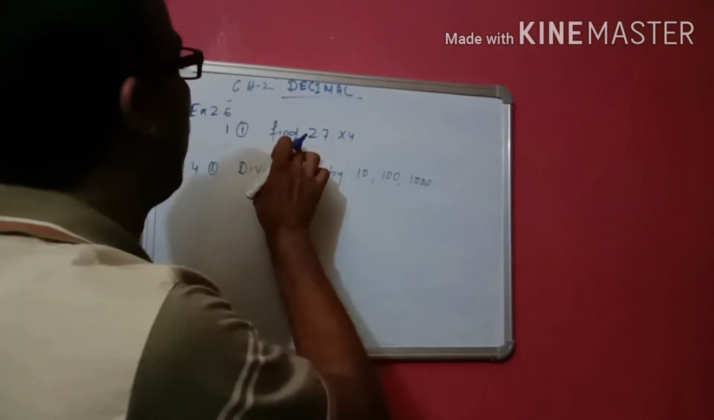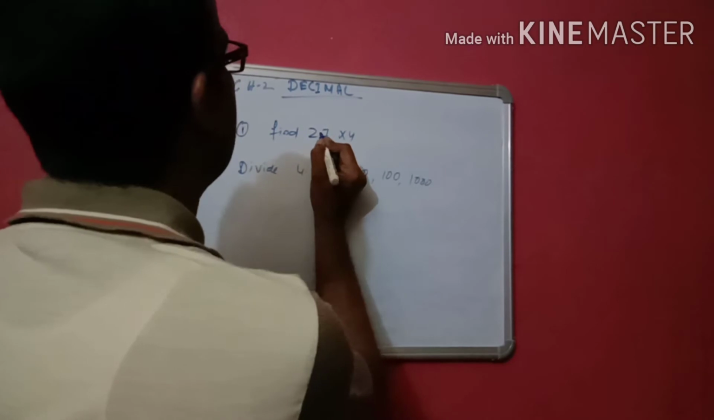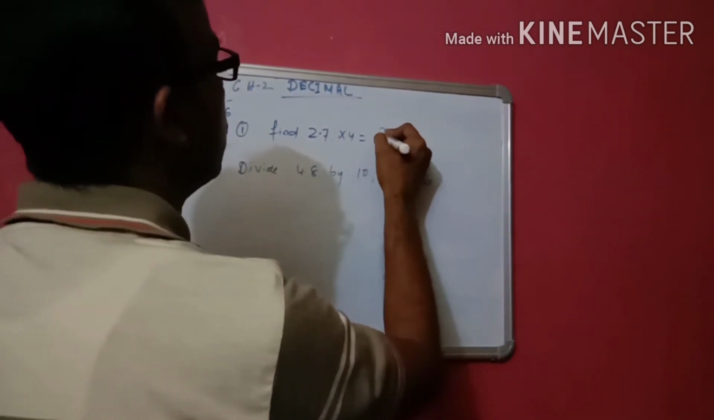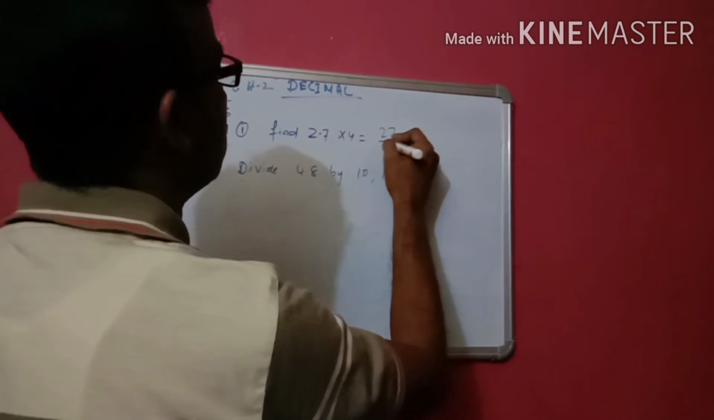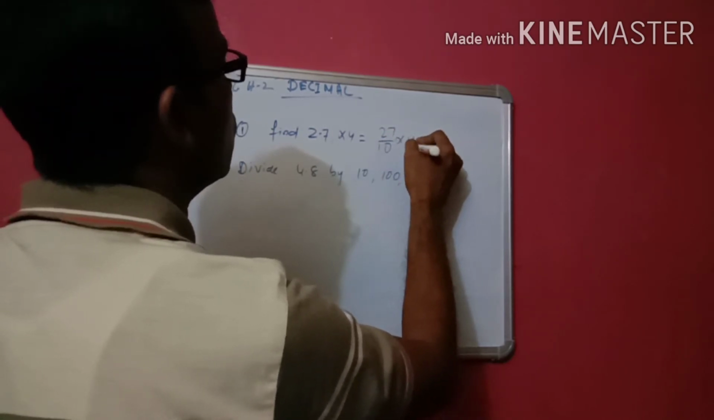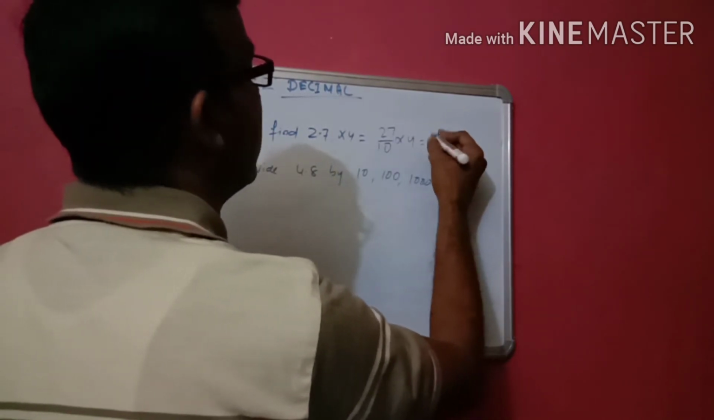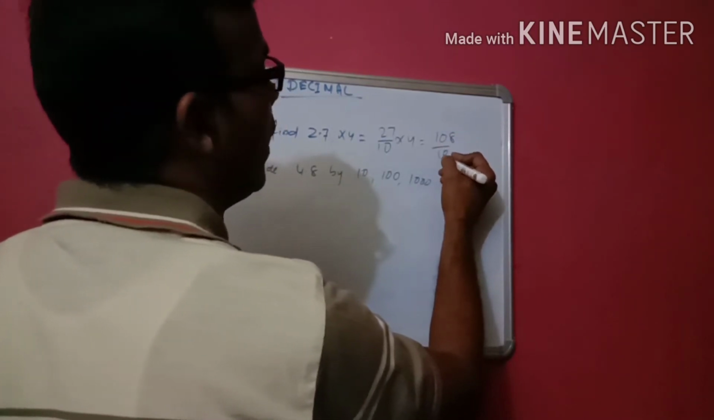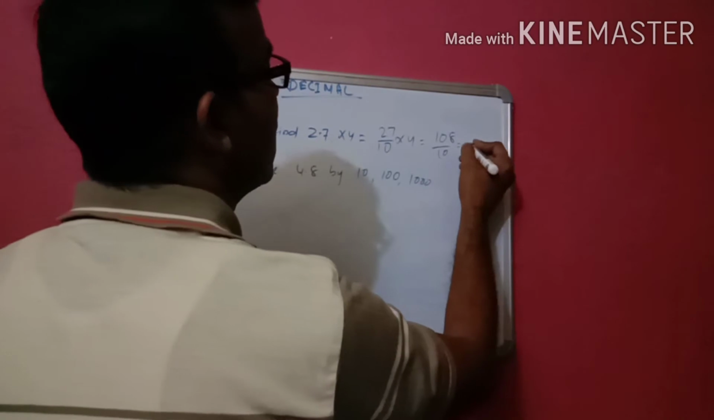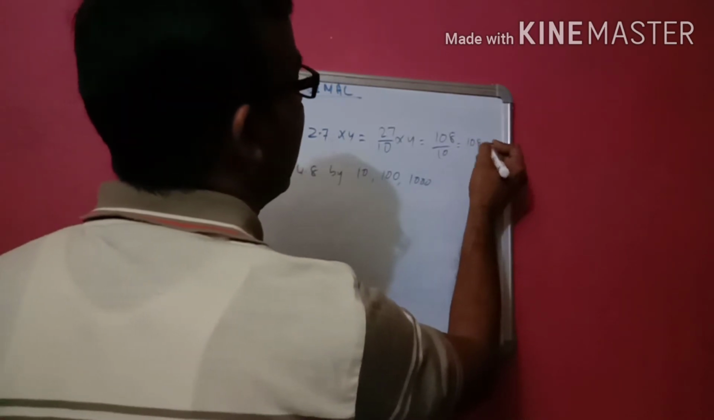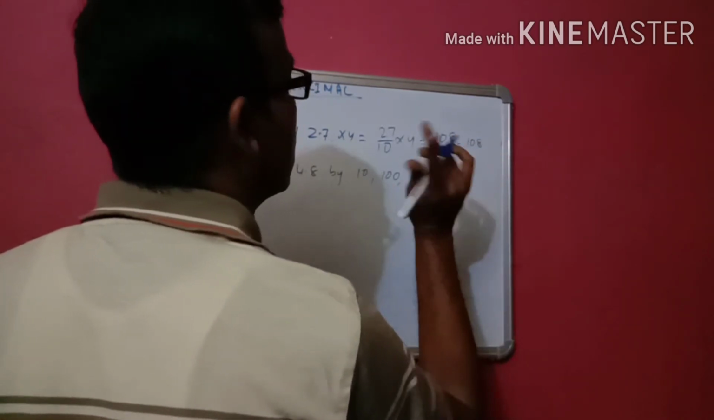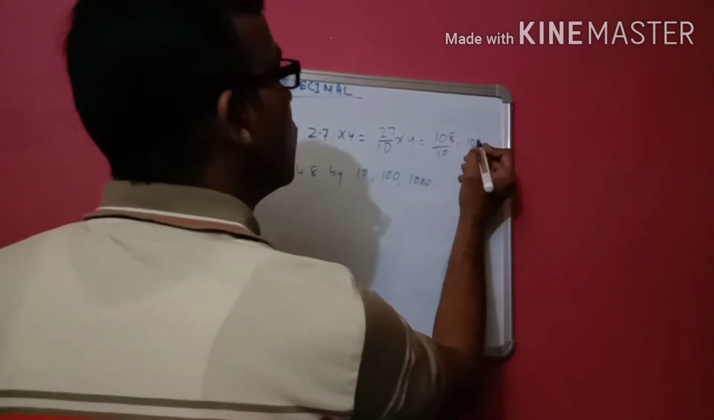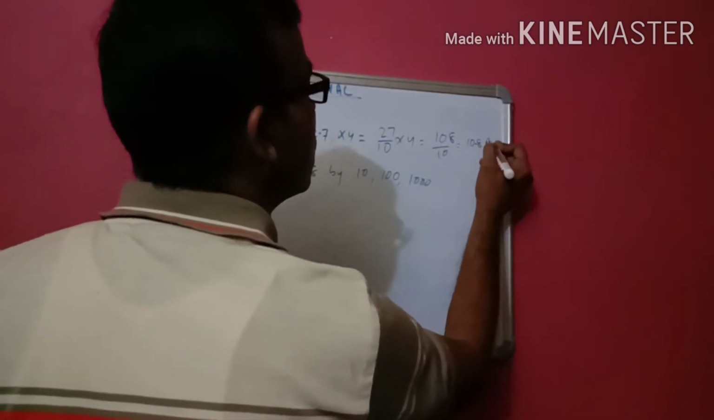2.6. Find the product of 2.7 into 4. So simple. We can write 2.7 means 27 by 10 into 4. This is what? 27 into 4 means 108 by 10. So after 1 digit we place the decimal, therefore 10.8. This is your required answer.